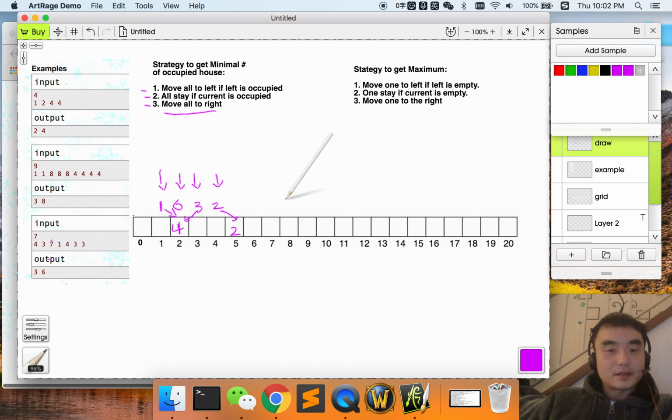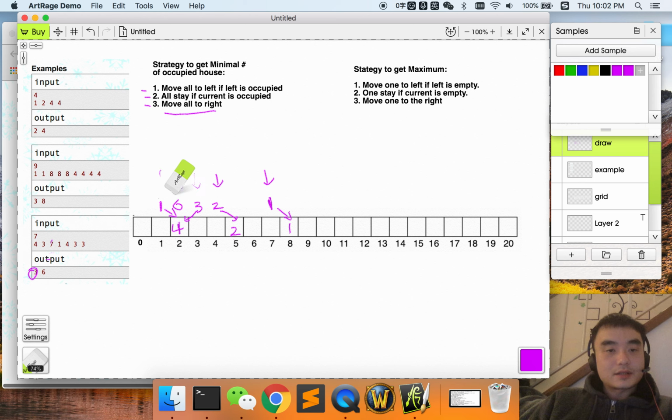Actually, there is only one person here, right? So for the last house, we do the same, right? Move everyone to its right. So in total, we have 3 houses occupied. So the answer is 3.